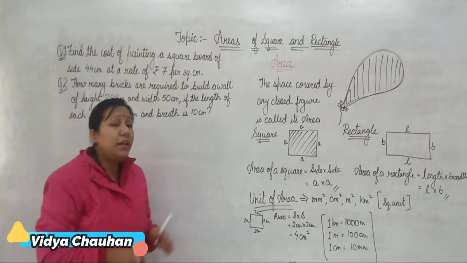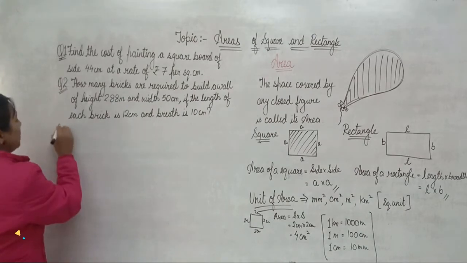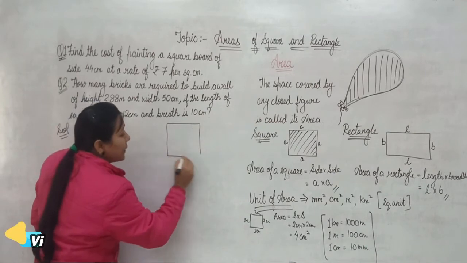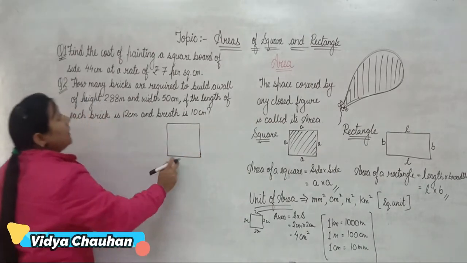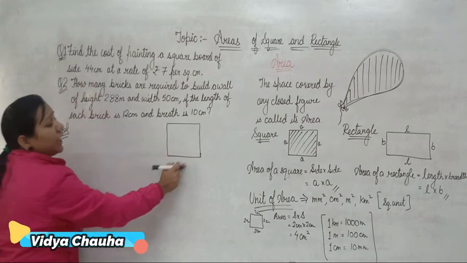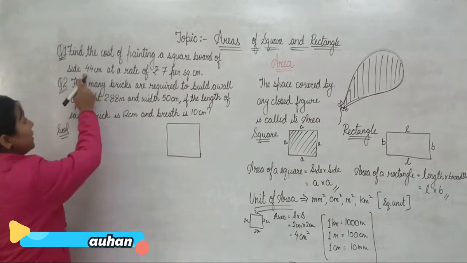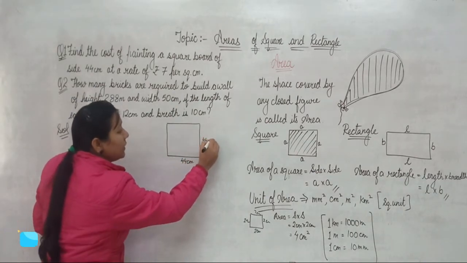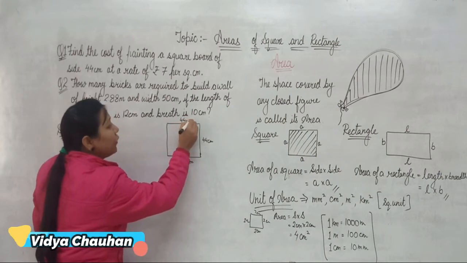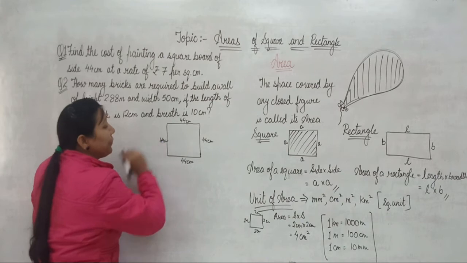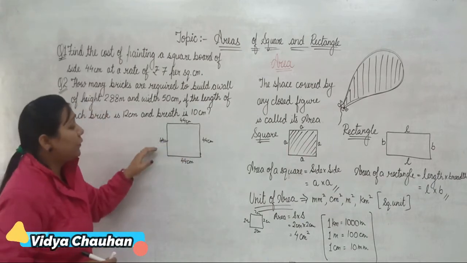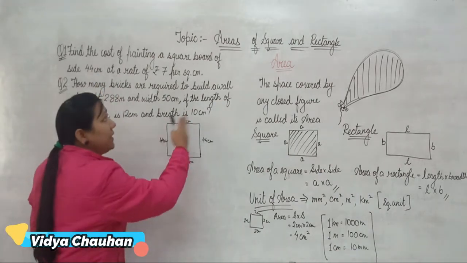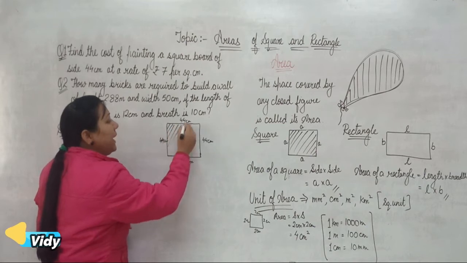So it is given that there is a square board. If I discuss its solution, very first there is a square board. So let's suppose this is our square board. Since it is a square board, that means all the 4 sides will be equal, and the side is of 44 centimeter. So this is the length of all the 4 sides, 44 centimeter. Since all the 4 sides are of 44 centimeter each, you have to find the cost of painting this board.